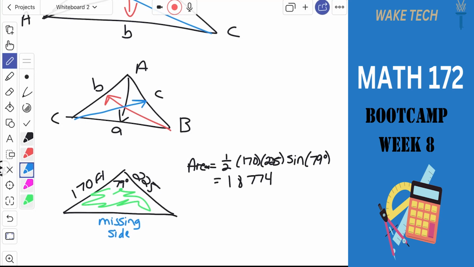If you know two sides and the angle between them, and you just need the area, that equation 1/2 AB sine C is really pretty quick just because you don't need to find any missing information. You already have everything you need.